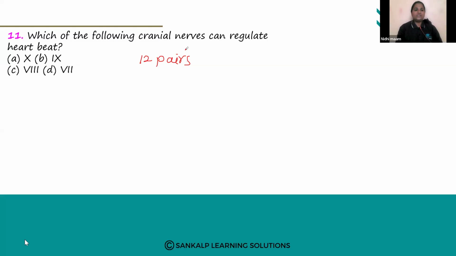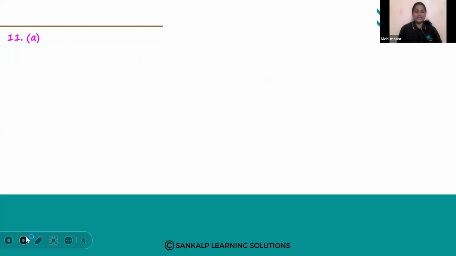Just now we discussed the vagus nerve, right? It controls the heartbeat, the respiratory movements, and peristaltic movement. It is the longest nerve, as we call it. So what is the number of the vagus nerve? The number of the vagus nerve is 10. So that is why option A is the right answer.